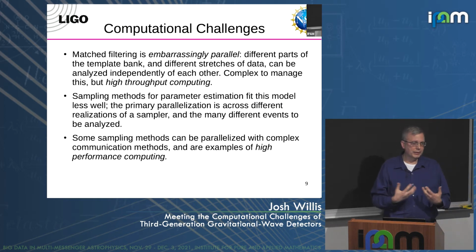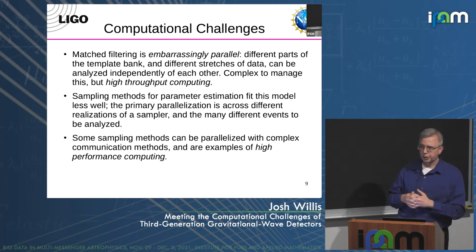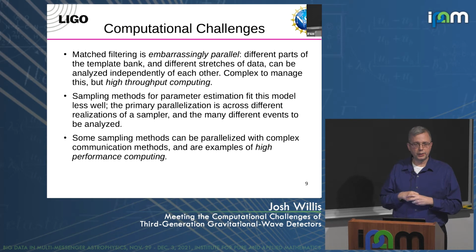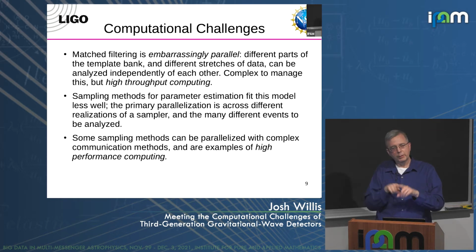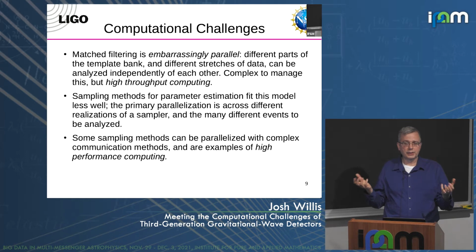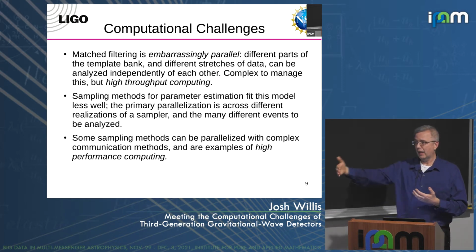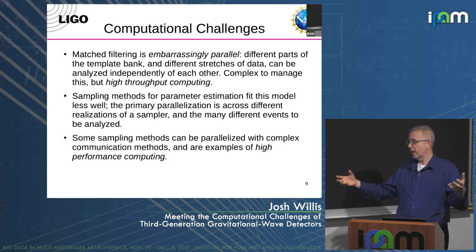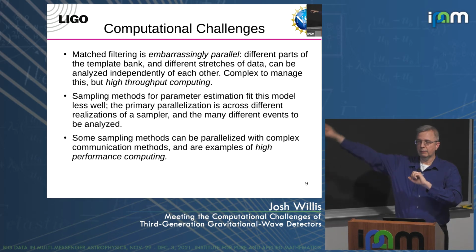The sampling methods for parameter estimation that I've alluded to don't fit quite so nicely always into that model. There's some parallelization you can do because internally they may talk about temperatures if you're doing sampling, and so some of those can be done a little bit independently of each other. The primary parallelization is that I may analyze the same event more than once and combine the samples from those. And then, of course, there are many, many events, and what I analyze on one event doesn't require the results from another.